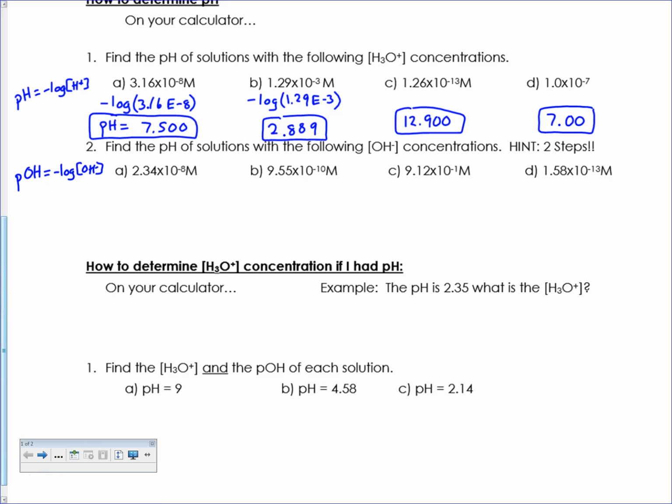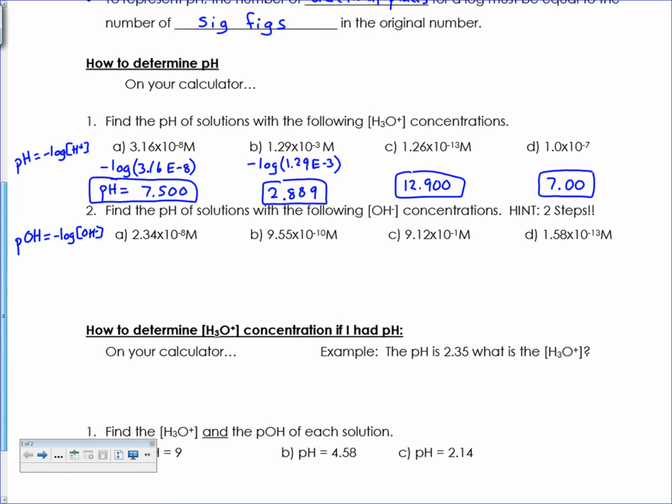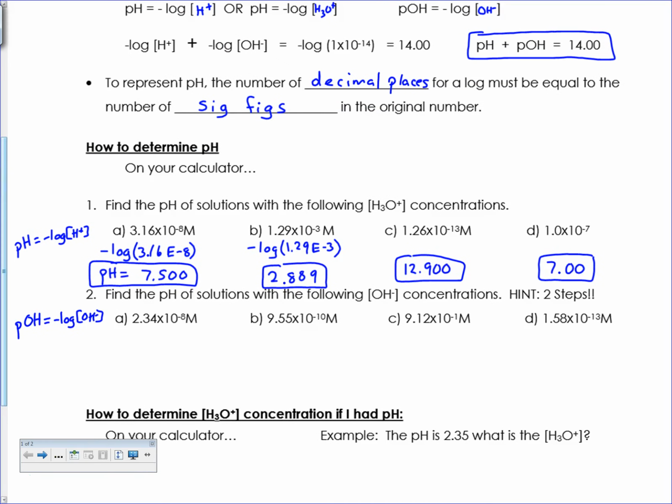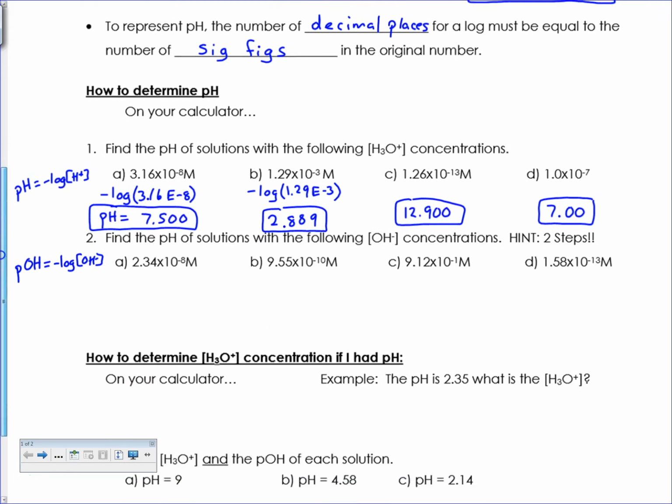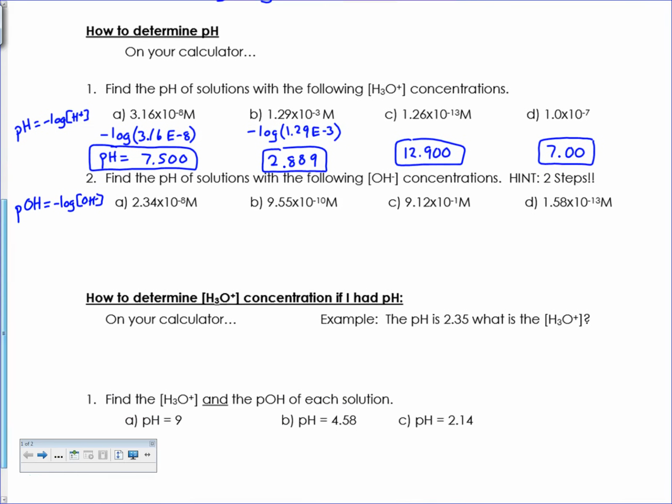Okay, then the next thing that you're going to use is this relationship up here that says pH plus pOH equals 14 up there in the top right. So rearranging that a little bit, we get 14 minus pOH equals pH. And that's the second relationship that we're going to use.